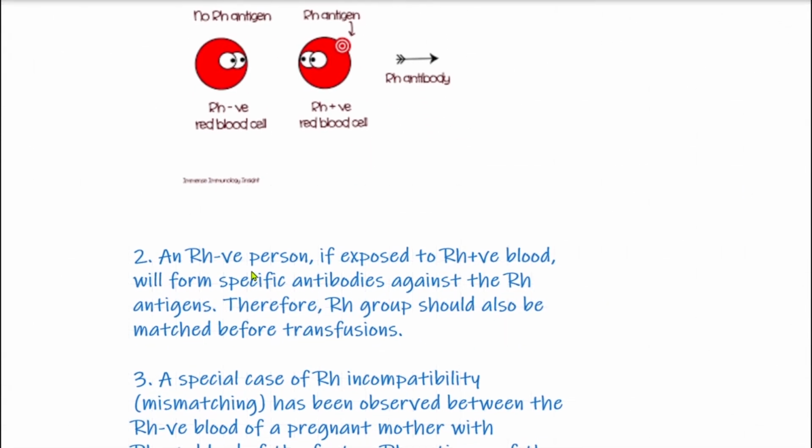Now, what will happen if an RH negative person is exposed to the blood of an RH positive person? The blood of this RH negative person will form antibodies against this RH antigen. These are the RH antibodies. So again there will be a mismatch and these antibodies will destroy the RBCs carrying this RH antigen.